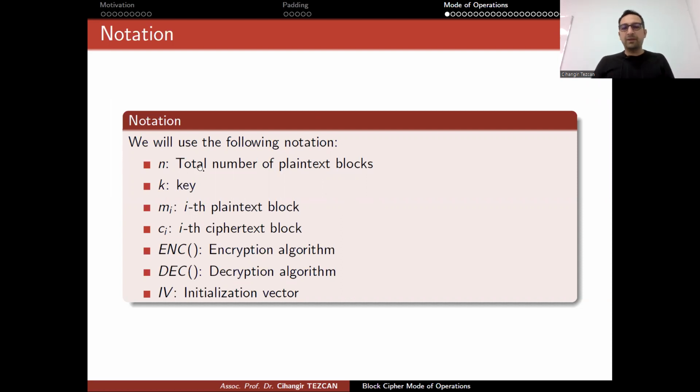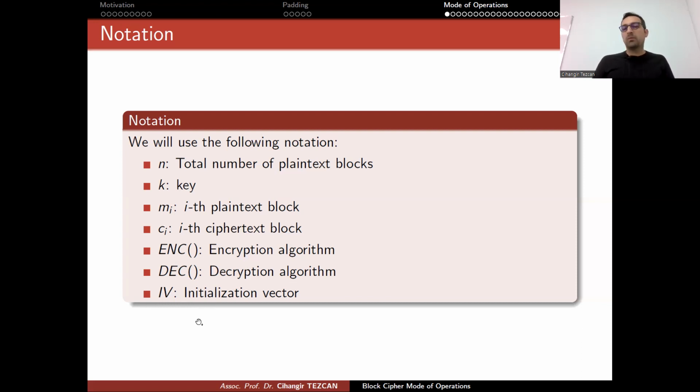So N will be the total number of plaintext blocks. K will be the secret key. Mi or sometimes Pi will be the ith plaintext block. Ci will be the ith ciphertext block. ENC will represent encryption, and DEC will represent decryption. And IV will stand for initialization vector.